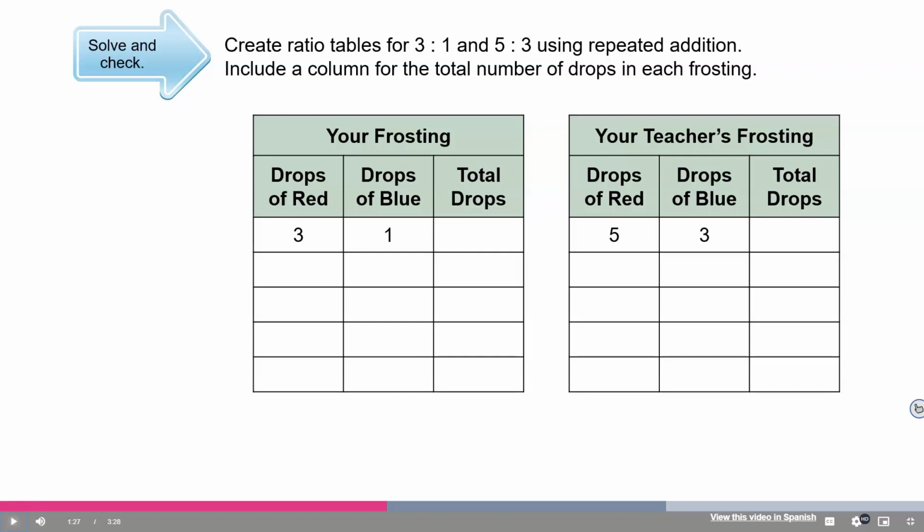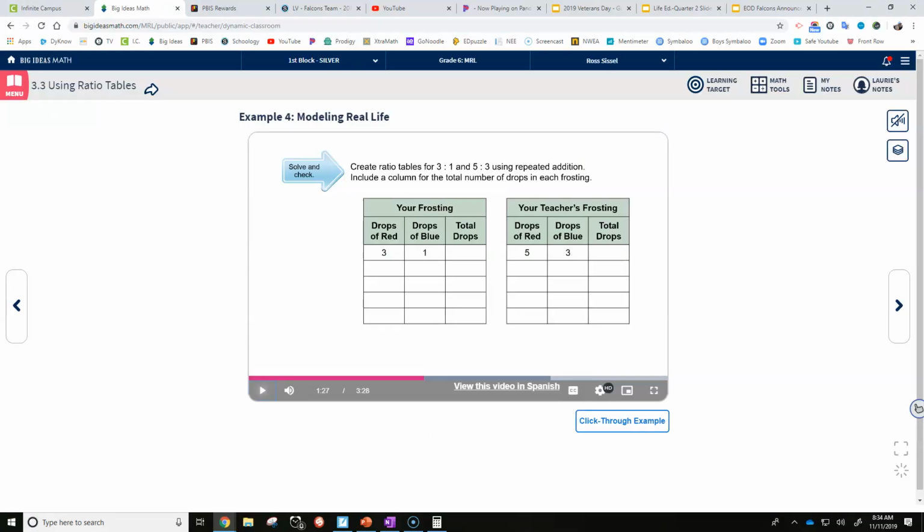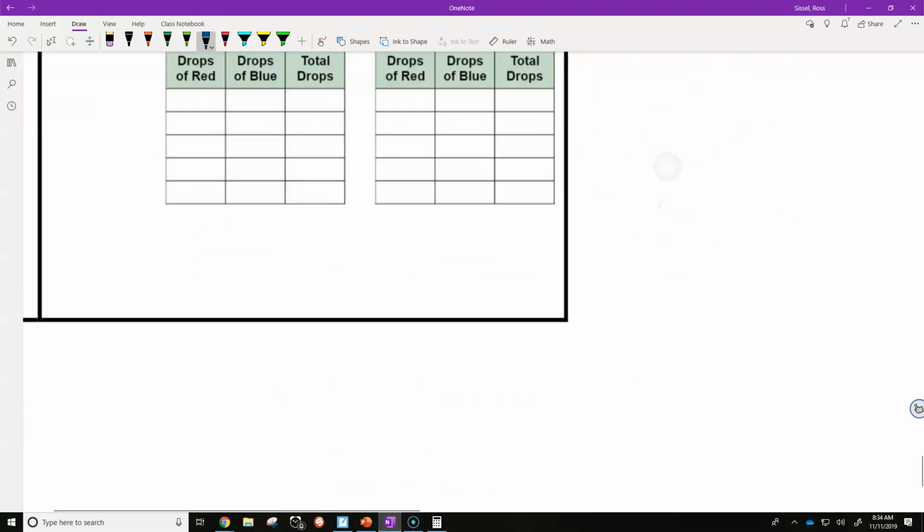Alright, so if I added 3, how many is going to be in the red? 6, and then 9, and then 12, and then 15, and then for blue, 1, 2, 3, 4, 5. Now they say total drops. So then I do 3 plus 1 is 4. Okay, we're going to do the same thing for the teacher. Okay? I'm actually going to get out of this video because I don't want to give too much of an answer. So let's do this together.